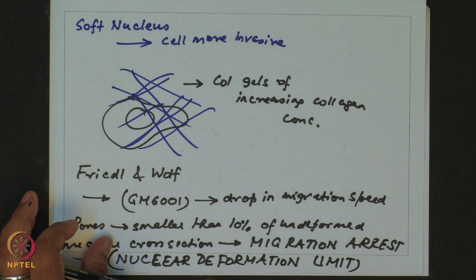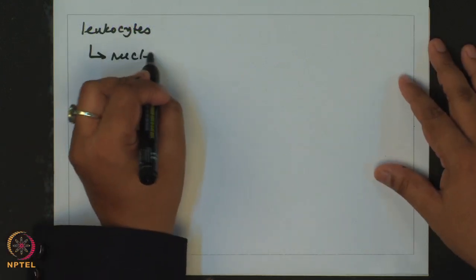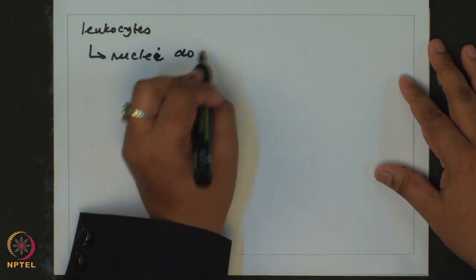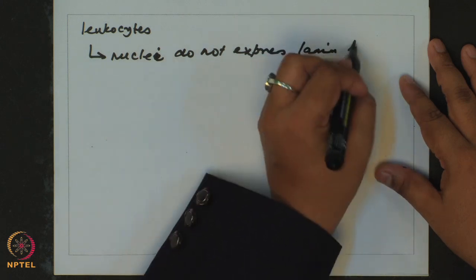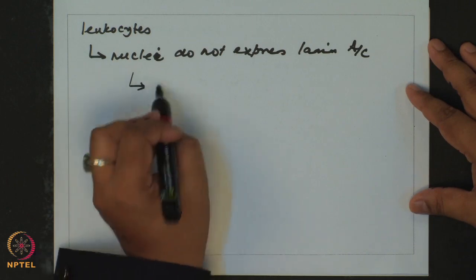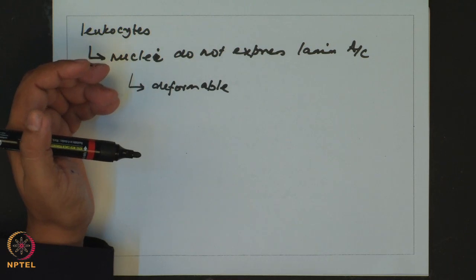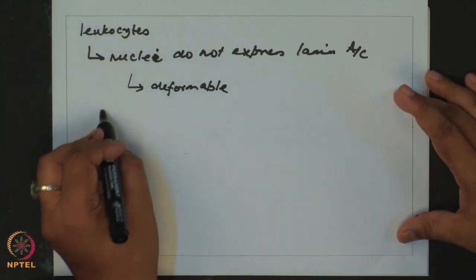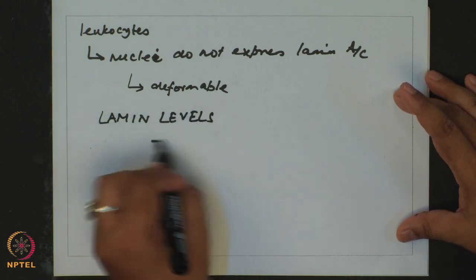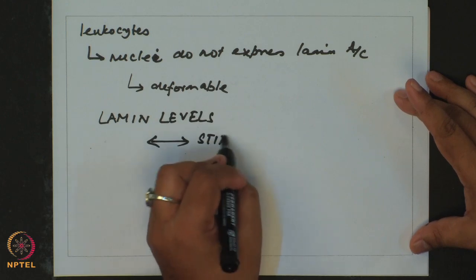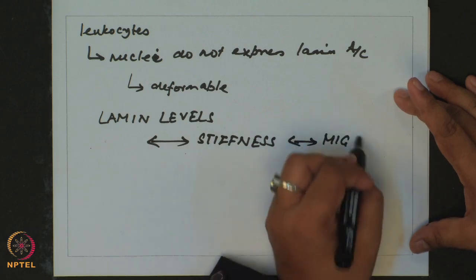Consistent with this, if you think of leukocytes or dendritic cells, their nuclei do not express Lamin A/C. So, this makes the nuclei more deformable, so that leukocytes can go all over the place within the tissue. So, this suggests that there is a relationship between Lamin levels, which dictates nuclear stiffness, and this impacts migration ability.